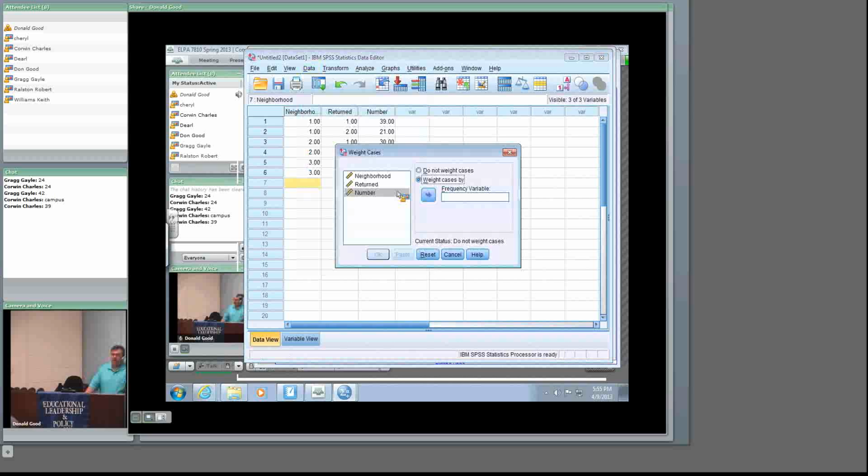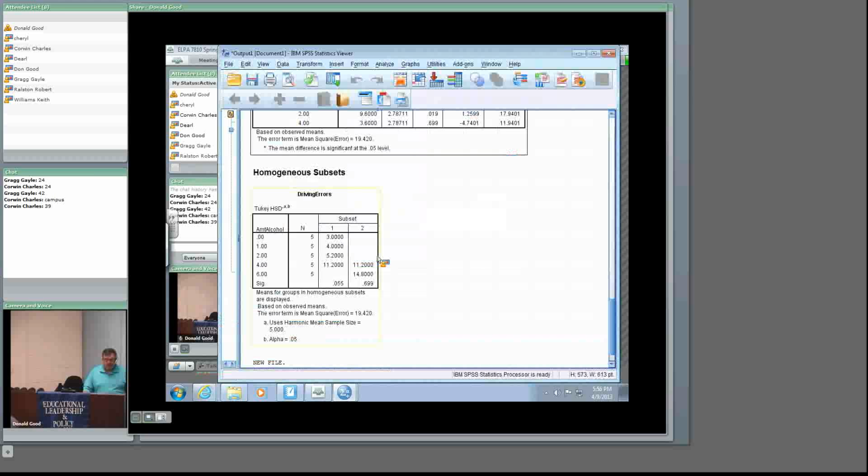It's always going to be number if you call it that. So I am going to weight cases. My default is don't weight cases, but I'm going to say I'm going to weight cases. So I want to move number into that frequency variable, because number is the frequency in that category. As a matter of fact, it's the only one of these three variables that is a frequency. And I'm going to click OK with that.